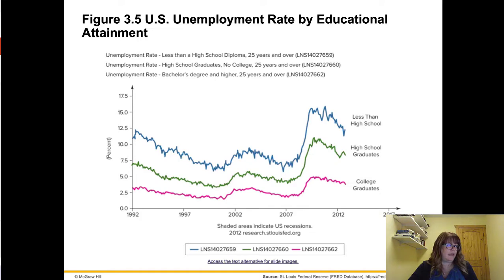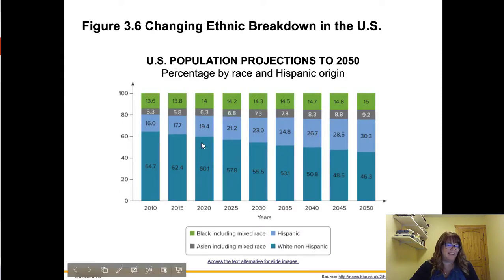And here is a visual identifying the unemployment rate by education attainment. And here is a figure showing the changing ethnic breakdown in the U.S. Note, due to rounding, percentages will not add up to exactly 100%.